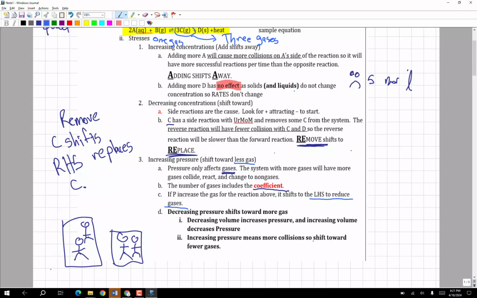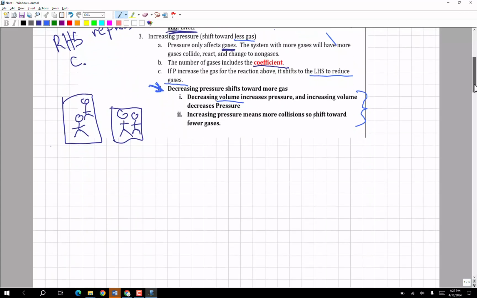Decreasing pressure shifts towards more gas. Hey, that's the opposite. That makes sense. Now, the way you decrease pressure is by changing the volume. If you decrease the volume, you increase the pressure, and increasing the volume decreases the pressure. Increasing the pressure means more collisions, so it'll shift towards fewer gases.